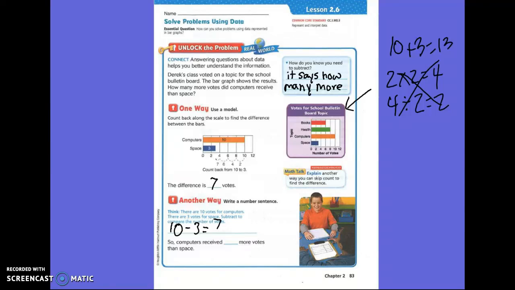And you have to write something plus something equals something, or a number minus another number equals this number. So computers received how many more votes than space, everyone? 7. Okay, turn to your next page after you have written that down.